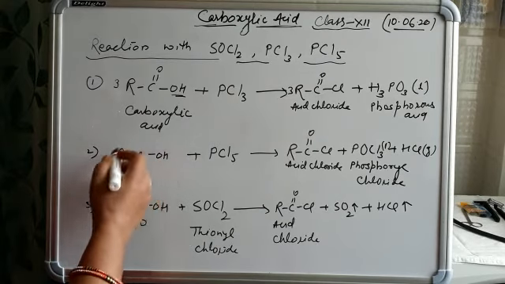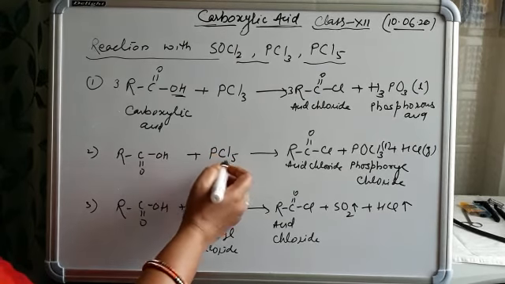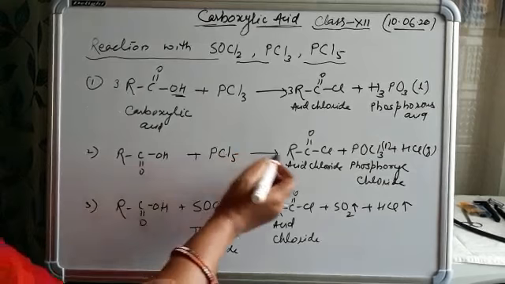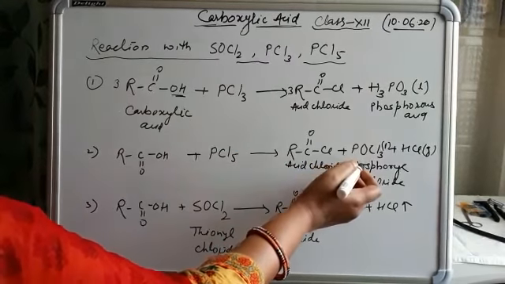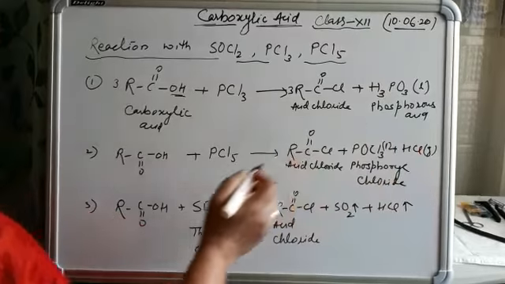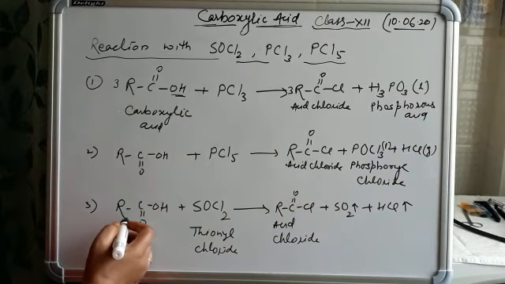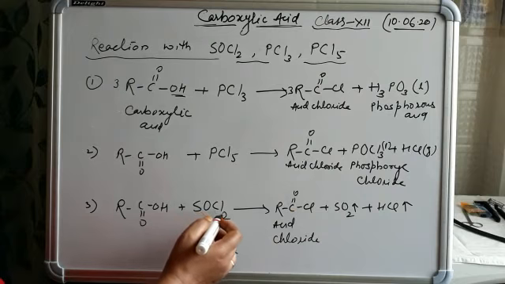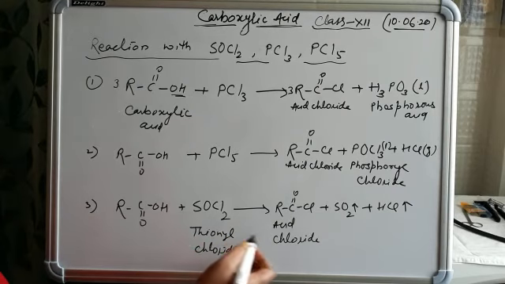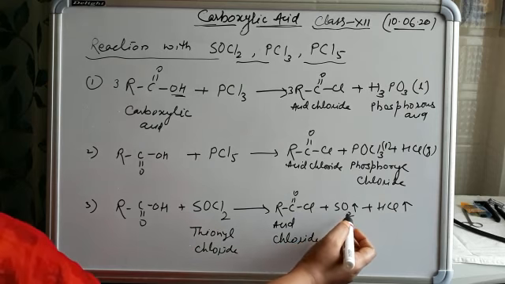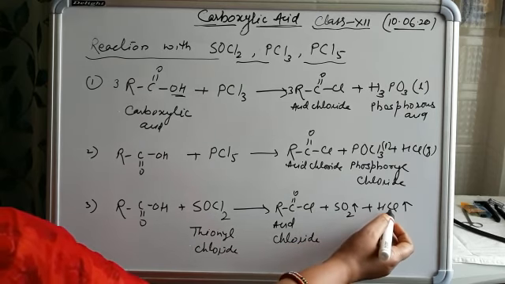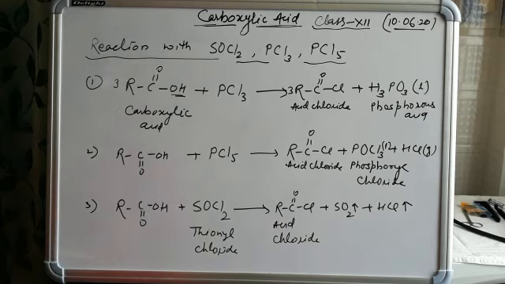In the next, when carboxylic acid is treated with phosphorus pentachloride, simply OH is substituted by chlorine, and acid chloride, phosphoryl chloride and HCl gas are formed. In the next reaction, when acid is treated with SOCl2, known as thionyl chloride, acid chloride product will be formed, and the byproducts SO2, sulfur dioxide, and HCl easily escape because they form in the gaseous state. So this reaction is considered the best method for the preparation of acid chloride.